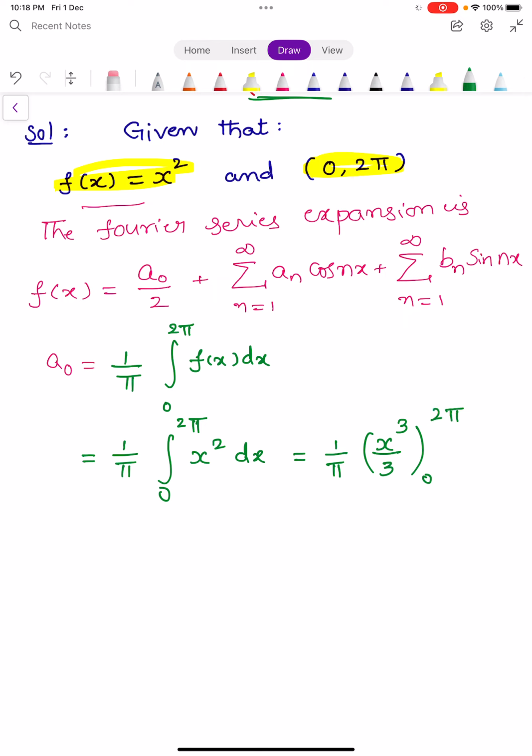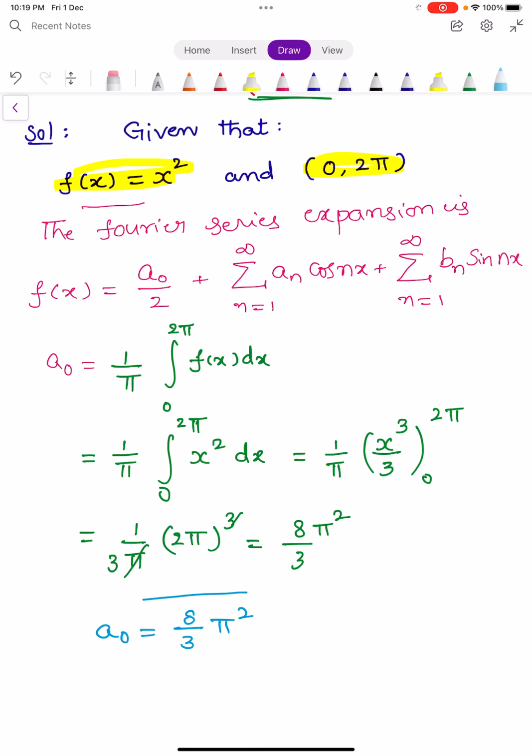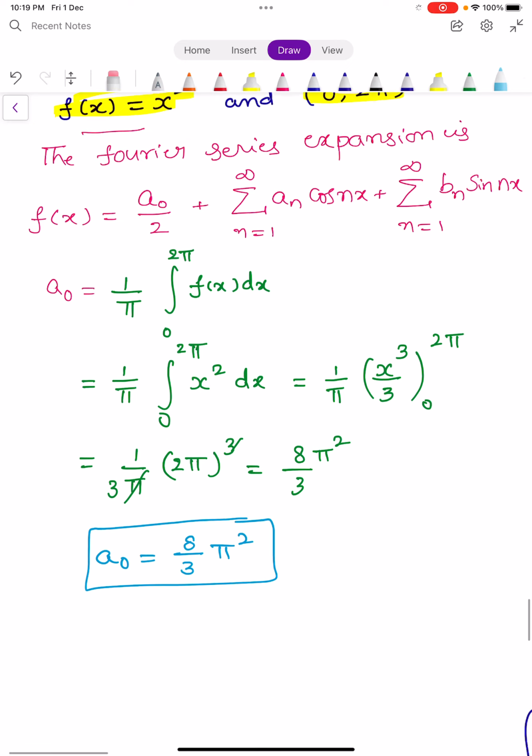No need to substitute the lower limit, you substitute the upper limit. 1 by pi, 1 by 3 pi, 2 pi whole cube. This is the upper limit. So 2 cube is 8 divided by 3, 1 pi gets cancelled. So 8 pi square by 3, or 8 by 3 pi square. So therefore we conclude that a naught is equal to 8 by 3 pi square. This is the first term.